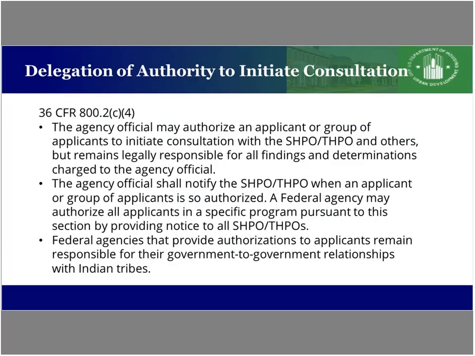Section 106 regulations created by the Advisory Council on Historic Preservation allow an agency to authorize an applicant or a group of applicants to initiate and conduct Section 106 review. And here you see the citation on the screen. An agency must, if they're going to use this delegation, notify state historic preservation officers and tribal historic preservation officers.